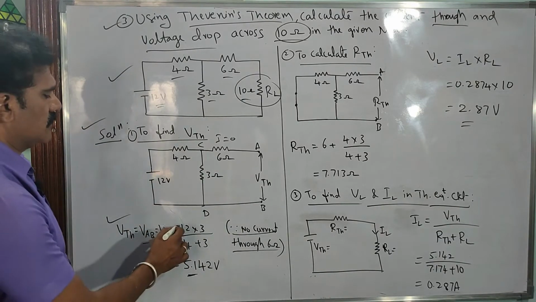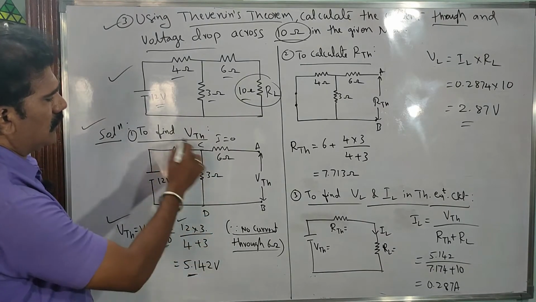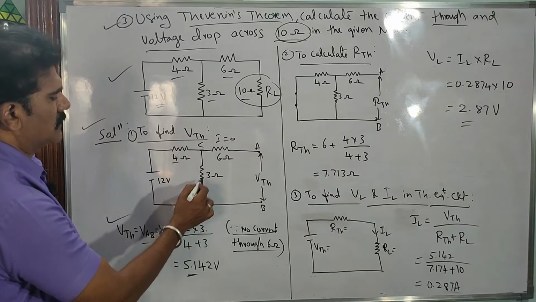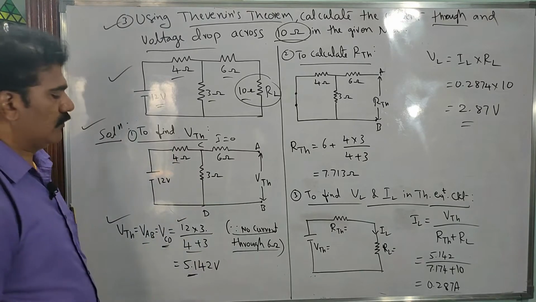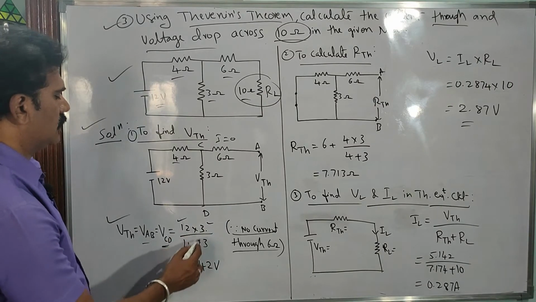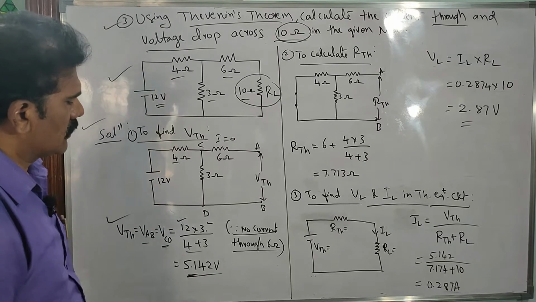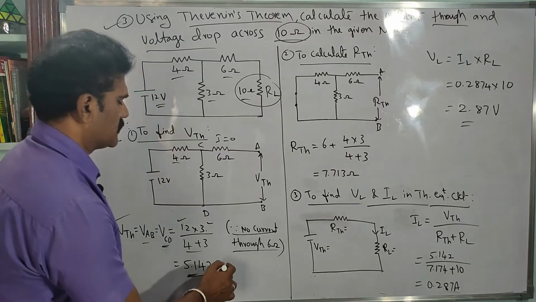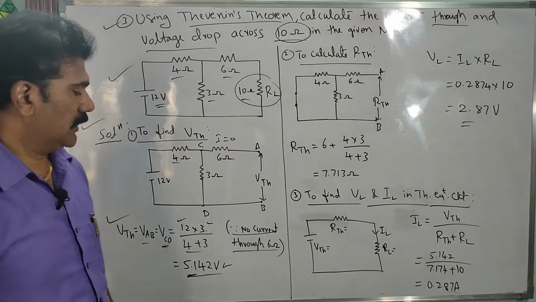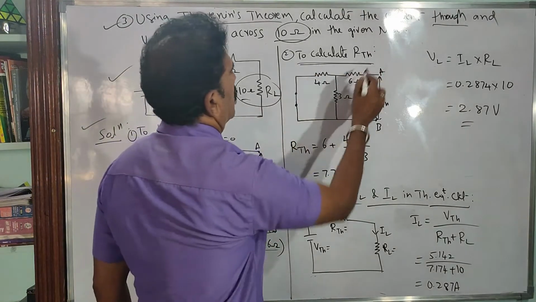Okay, so that is given by now. So the source voltage is how much? 12 volts into that particular resistor 3, and in that loop we have the total resistance 4 plus 3. So write down that and then calculate. So 12 into 3 divided by 4 plus 3. So we will get the Thevenin's voltage equal to 5.142 volts. Okay, check the calculation.